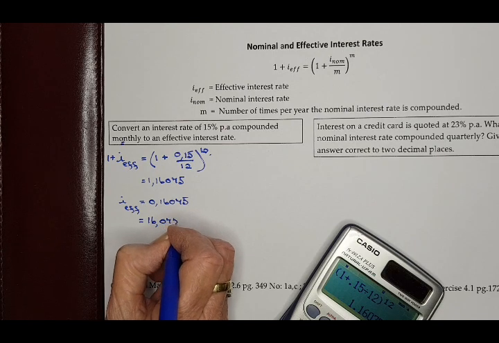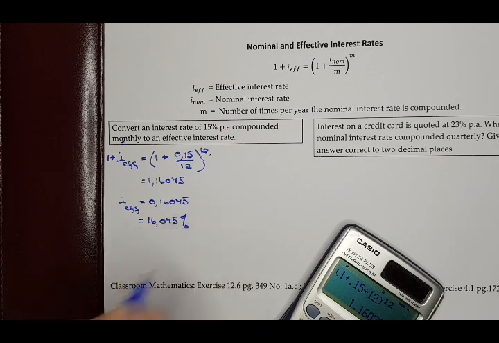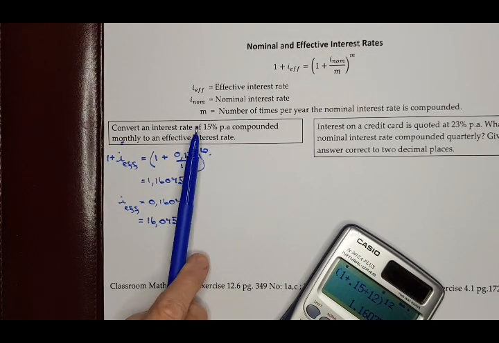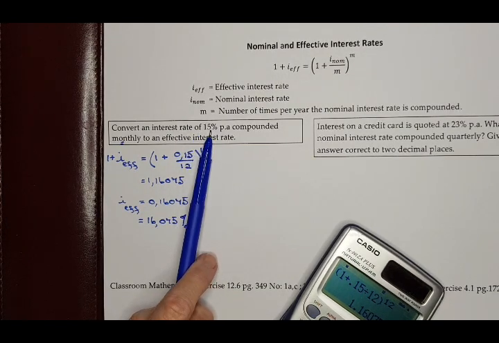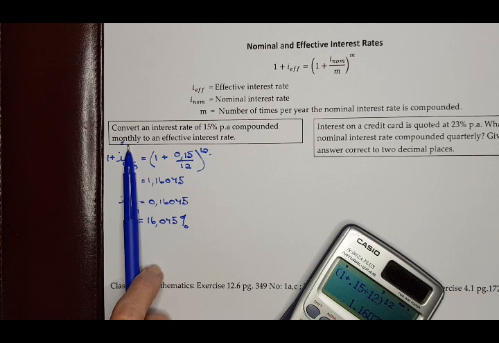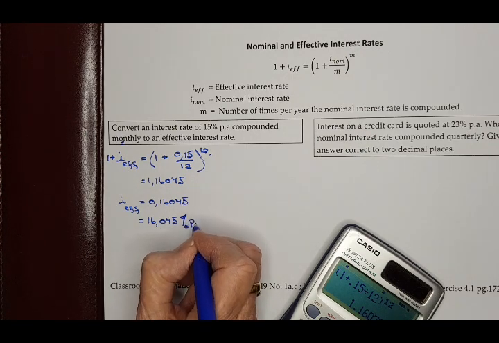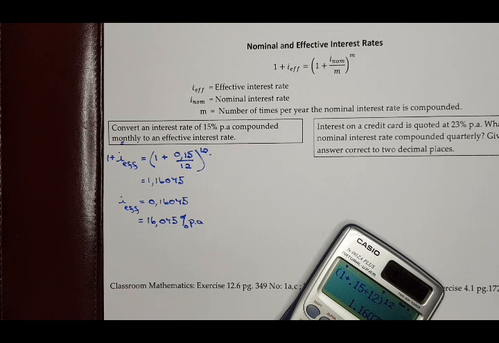As a percentage, it's 16,075%. That simply means that I can invest any amount of money at 15% per annum compounded monthly, or I can invest that same amount of money at 16,075% per annum compounded annually, and I will land up with exactly the same amount of money at the end.